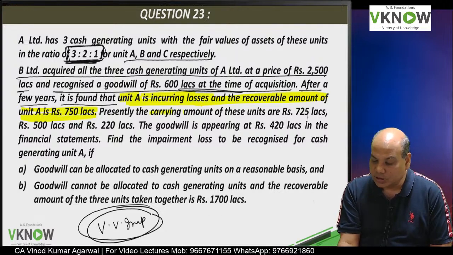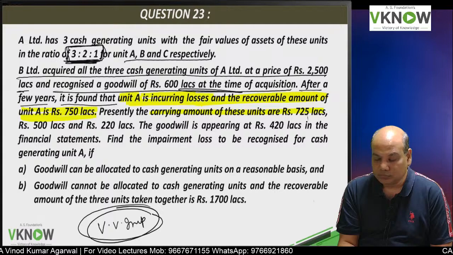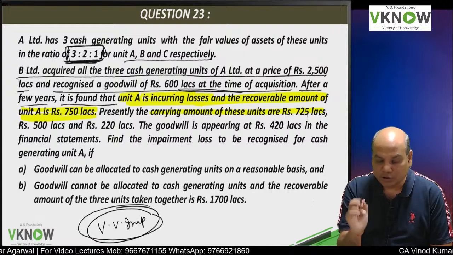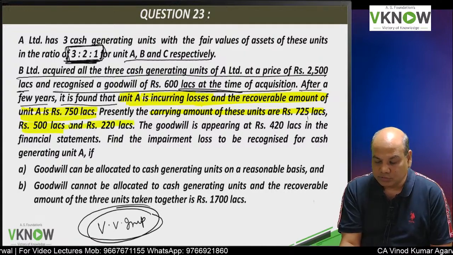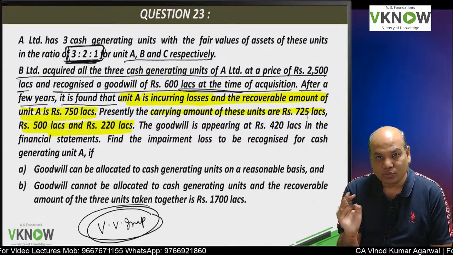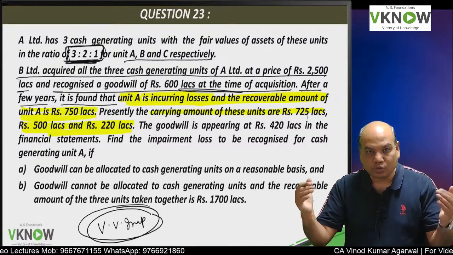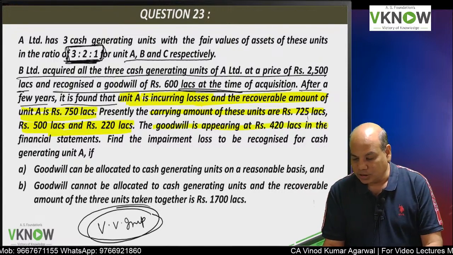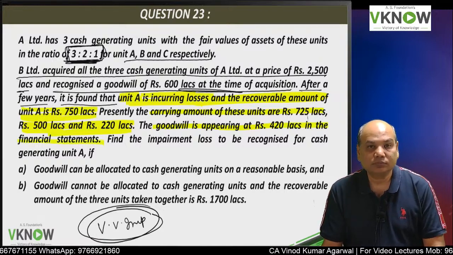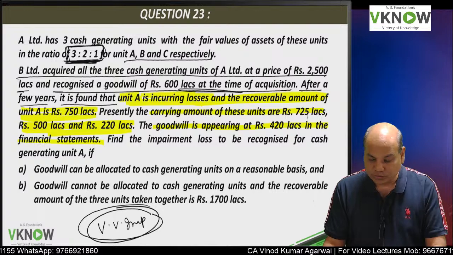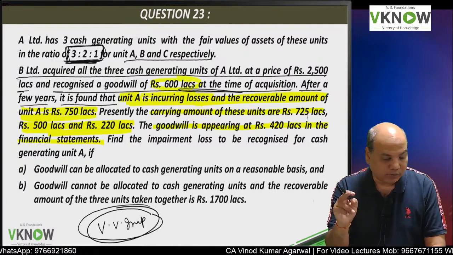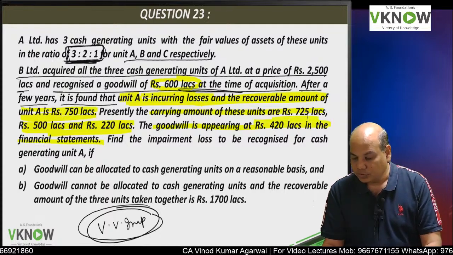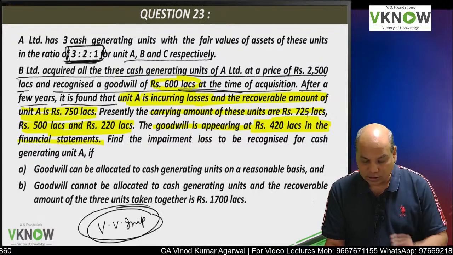Presently the carrying amount of these units, right now after so many years, the carrying amount of unit A is 725 lakh, B is 500 lakh, and C is 220 lakhs. So unit 1, 2, 3, today the carrying amount is given. The goodwill today is appearing in the books at 420 lakh. They might have amortized some goodwill. 600 was at the time of acquisition, but today the carrying amount of goodwill is 420 lakh. So we are going to consider 420 lakh in the calculation.